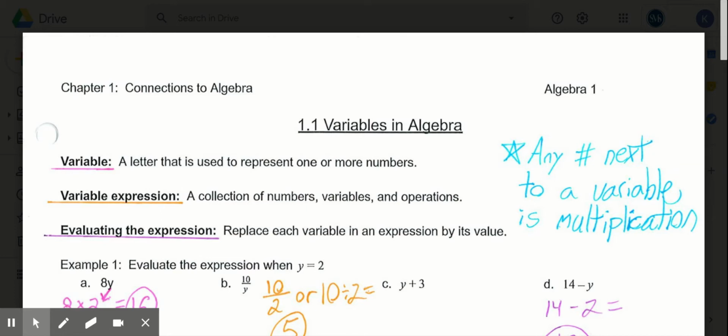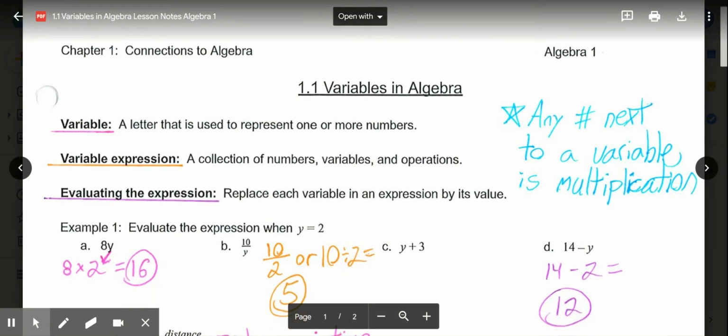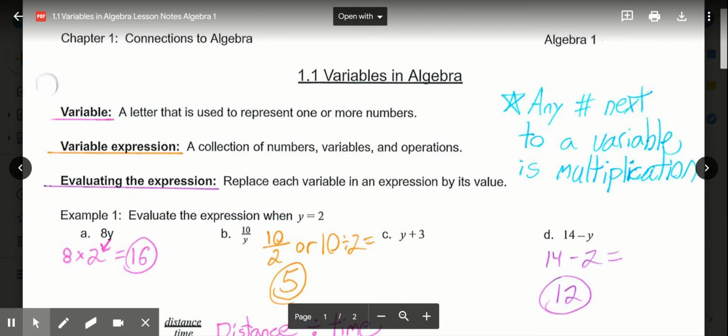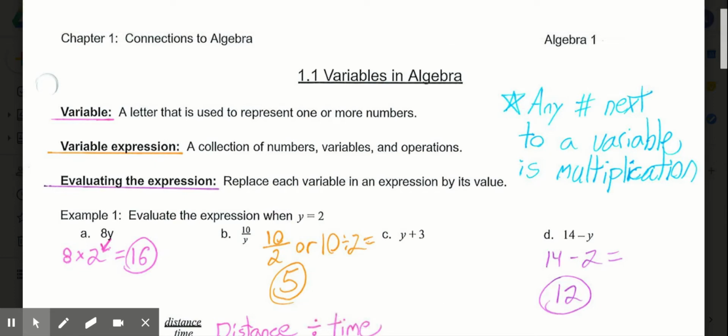The difference between an expression and an equation, though, is that an expression does not have an equal sign. If a problem is set up with an equal sign in it, it becomes an equation. If we look at this example down here, Example 1, part A, 8y is an expression. 10 divided by y, or 10 over y, is an expression. y plus 3 is an expression, and so on. If this said y plus 3 equals 12, then that would be an equation.